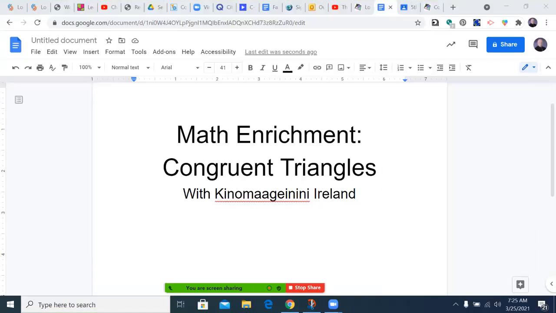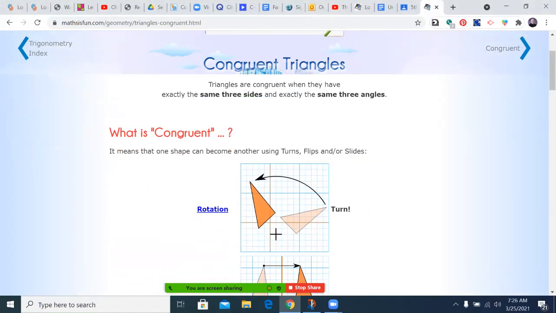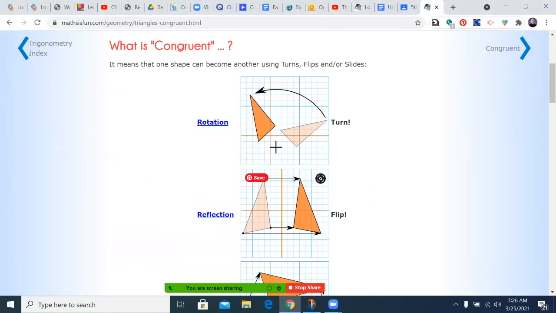Today's lesson, congruent triangles. Congruent means one shape can become another using turns, flips, or slides. They're the same. Congruent is the same. So even though I may have turned these around and flipped it over, it's still the same shape.